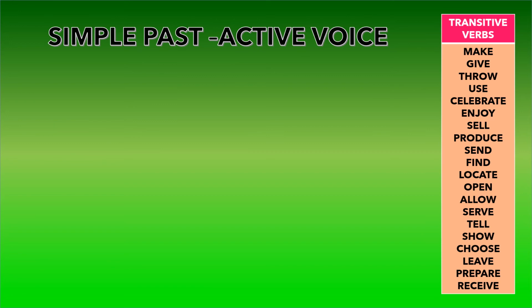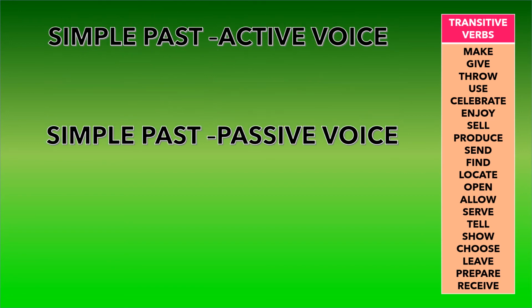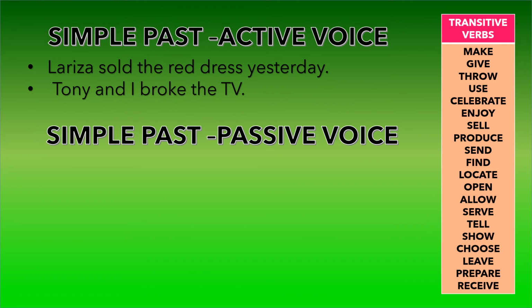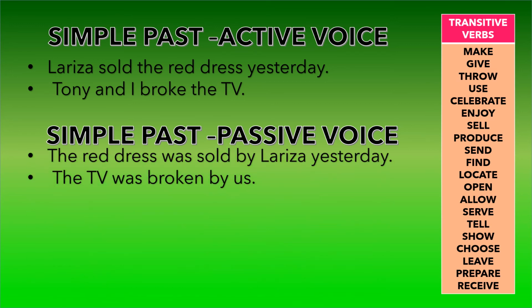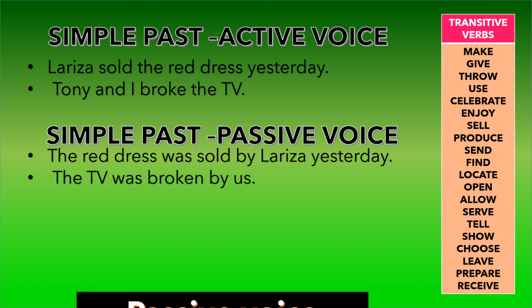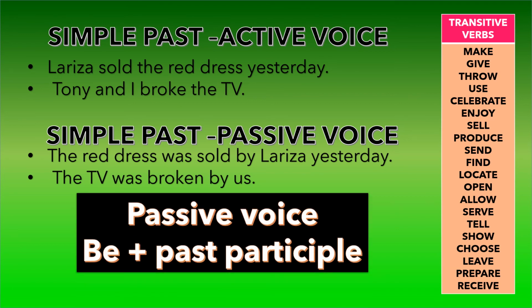So, Larissa sold the red dress yesterday. Tony and I broke the TV. Simple past, right? Sold and broke. What happens in passive voice? Remember, I told you the main structure for passive voice is be and a past participle. But I also told you that even though you have be, this needs to reflect the tense. So this needs to reflect simple past.